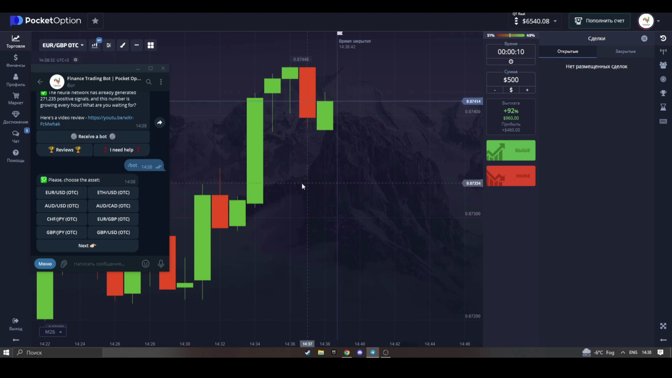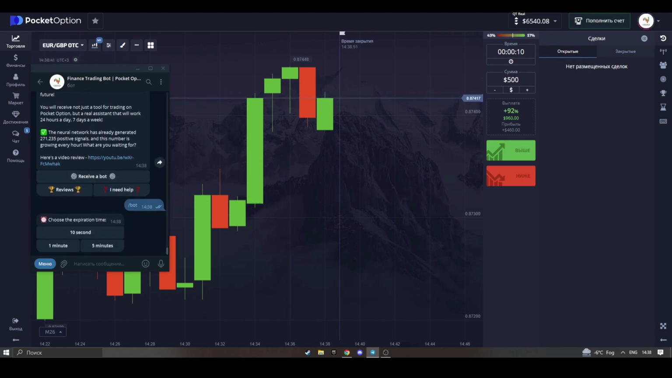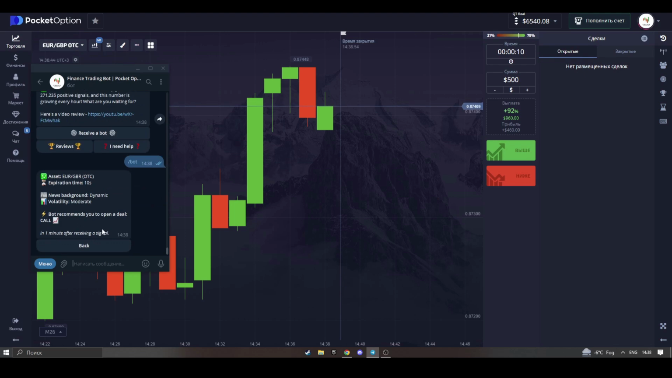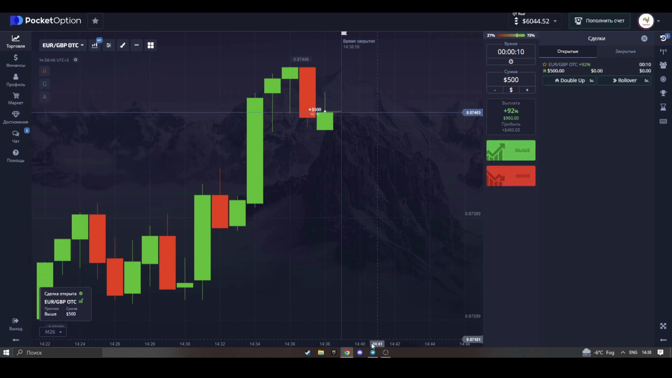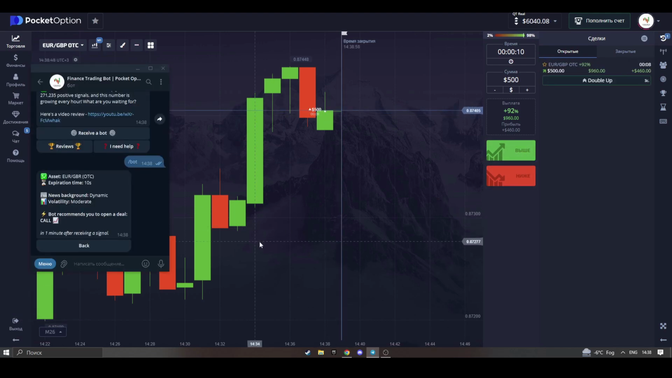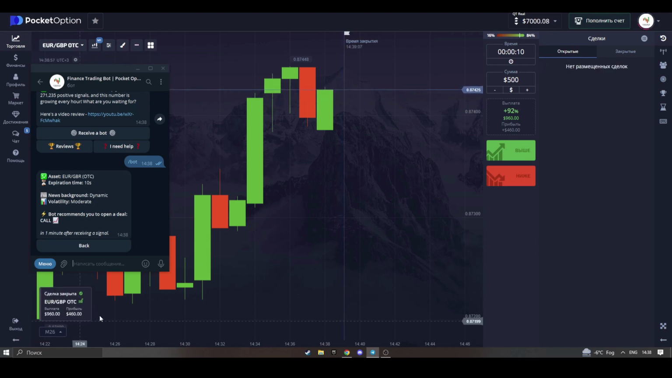What expiration time to choose. Let's open trades for 10 seconds, 1 minute and 5 minutes and see how the bot performs on each trade. We select a currency pair and receive a signal from the bot to increase. Open the first deal and wait. A 10-second trade easily turns into a profit.